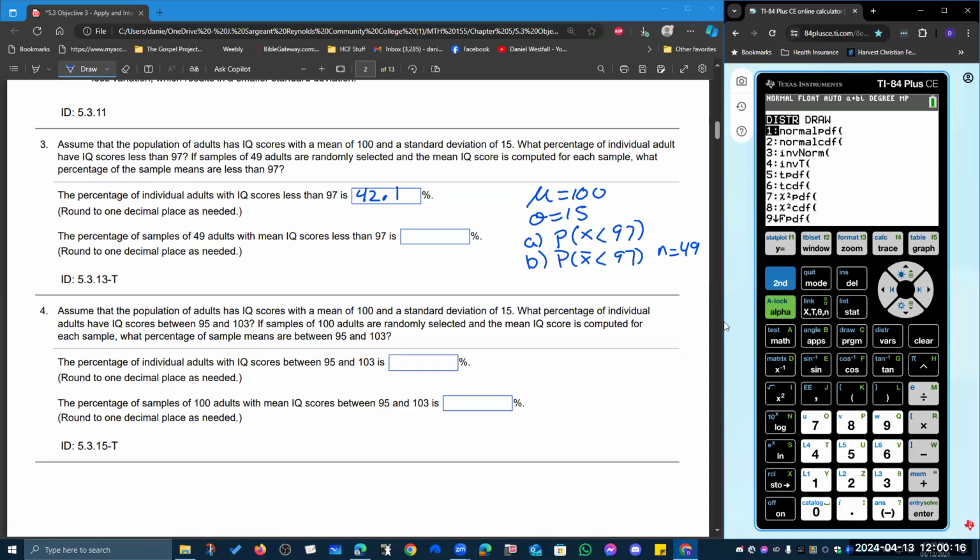Now we want second distribution, normal CDF, but we're going to take this standard deviation here and divide it by the square root of 49, which is 7. But we'll just leave it just like that. And we'll find that this changes to be 8.1%.